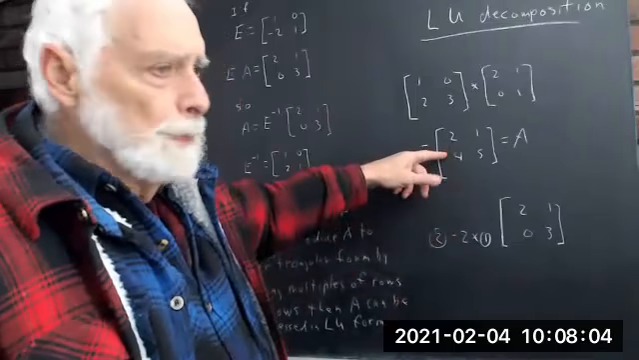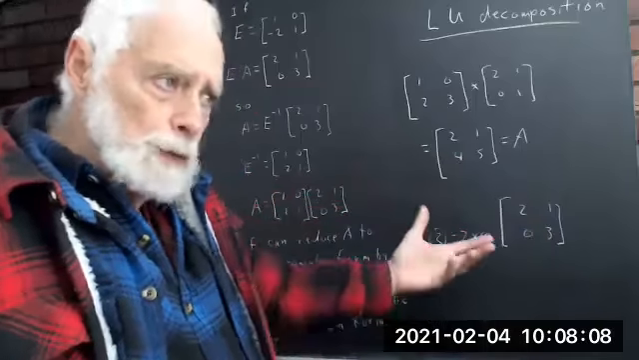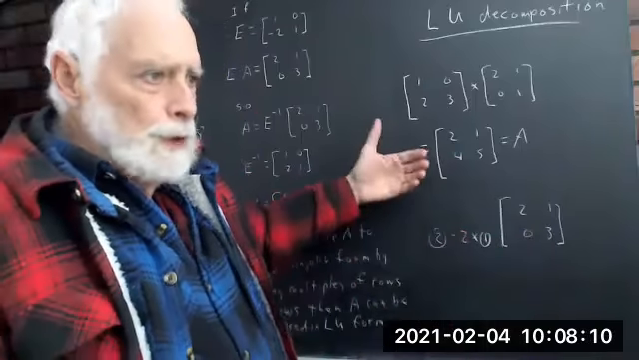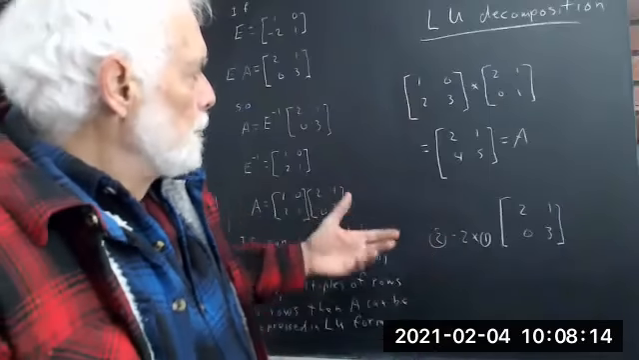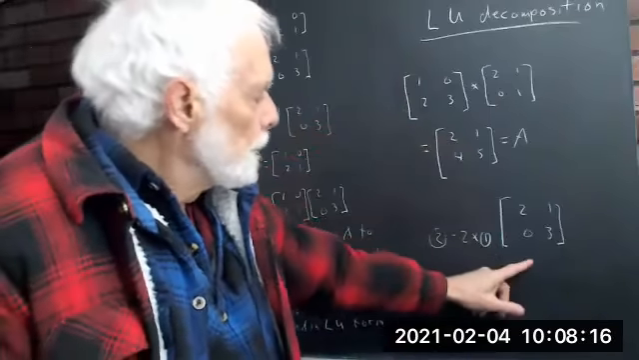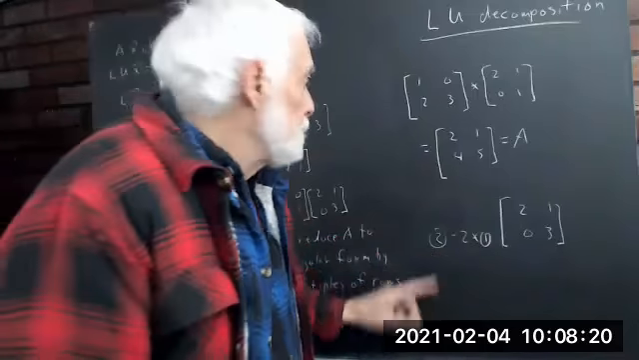We can reduce this matrix to upper triangular form in one simple step, and you can always do that with just a 2x2 matrix. With larger matrices, there's more to it. But we reduce this to upper triangular form by subtracting 2 times the first row from the second.